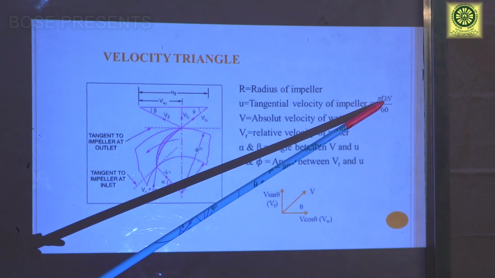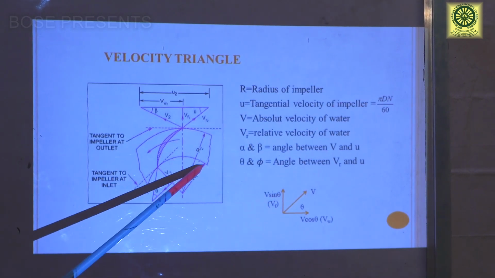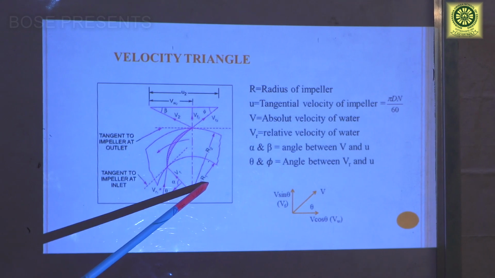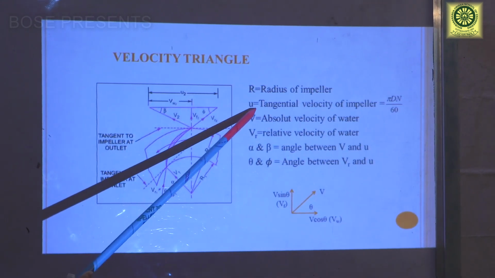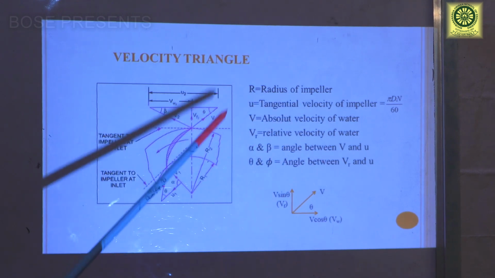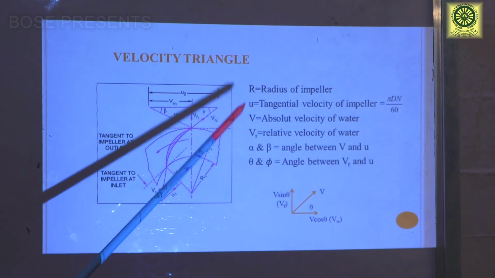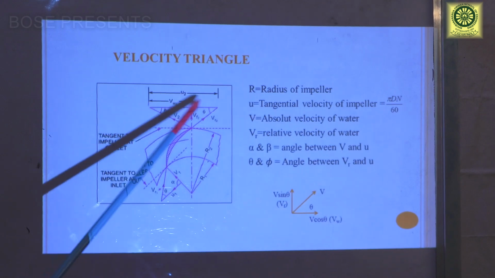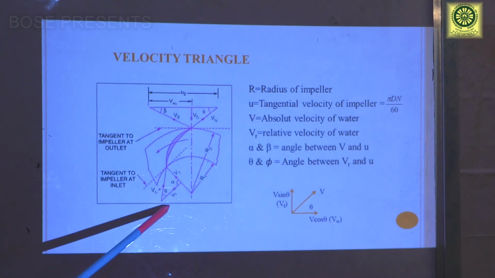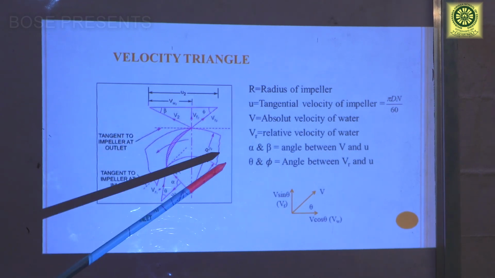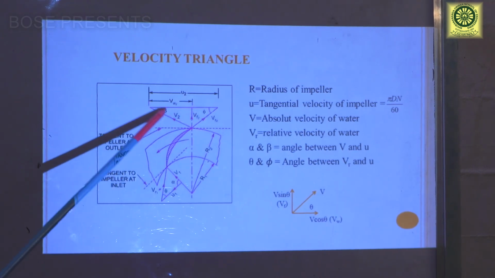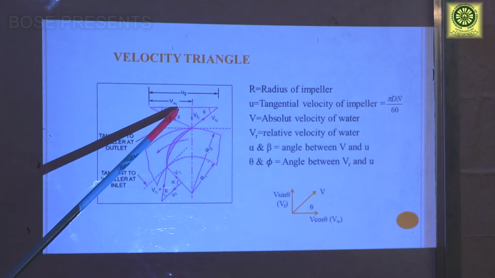Now it is directly proportional to D. So for inlet D will be lesser, for outlet D will be higher. So U1 will be lesser than U2, or U2 will be more than U1. So this U2 will definitely be more than U1. So we have drawn U2 over here. Now when we join these two, we can get the absolute velocity, that is V2.